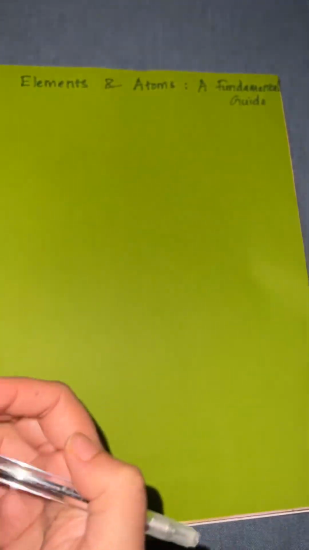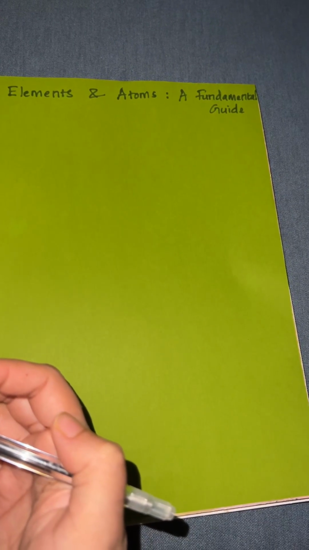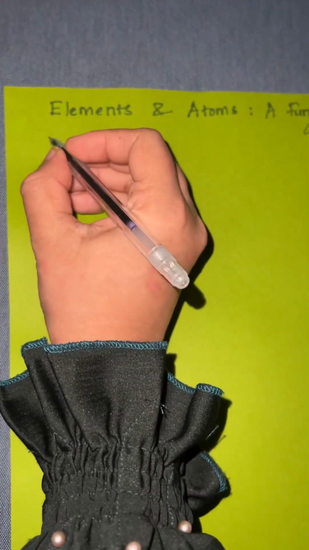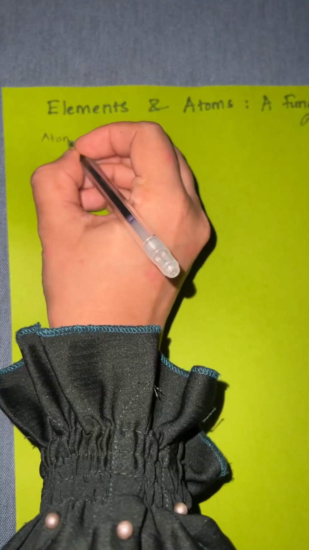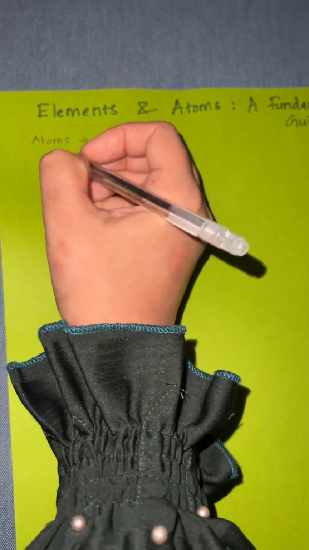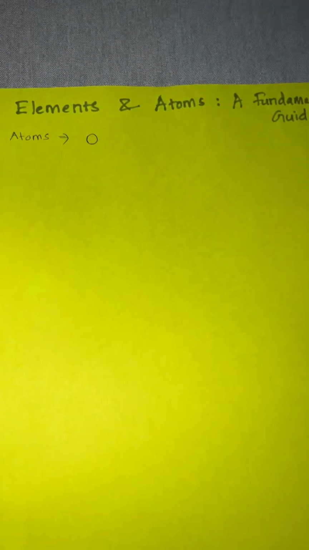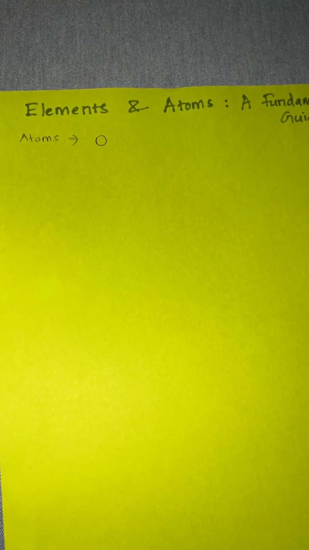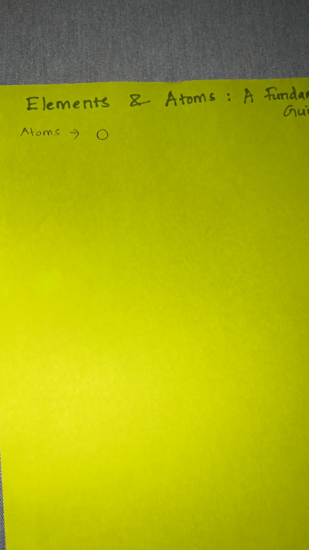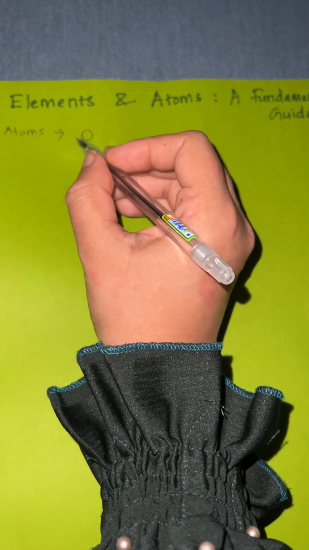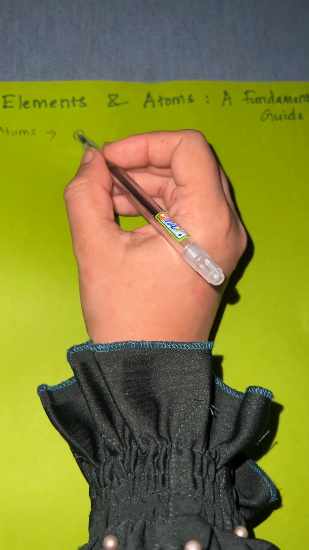So today we're going to see the topic elements and atoms, a fundamental guide. So first we need to consider what is an atom. The definition of an atom is the smallest particle which could not be broken down any further by chemical means.